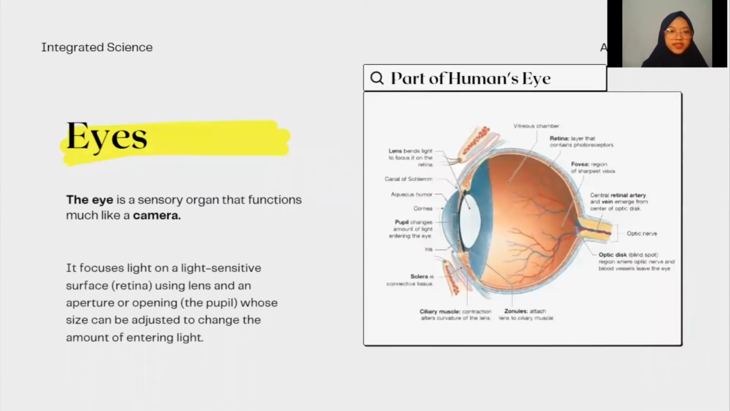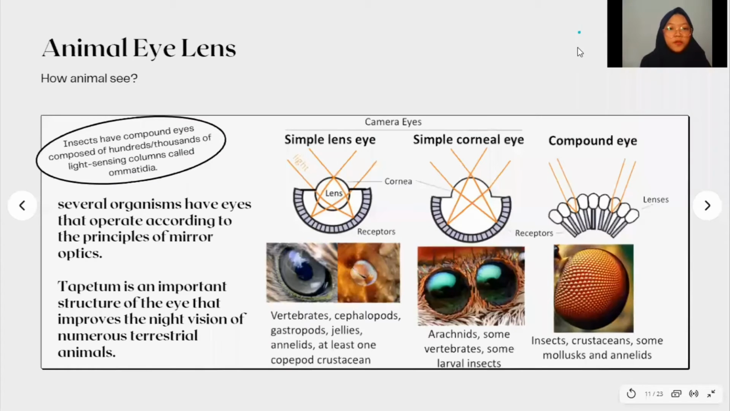So next is the eyes. The eye is a sensory organ that functions much like a camera. It focuses light on a light-sensitive surface, the retina, using a lens and an aperture or opening, the pupil, whose size can be adjusted to change the amount of entering light. So here are the parts of the human eye. You can see the image here. Where is the lens? Where is the pupil? Where is the retina?